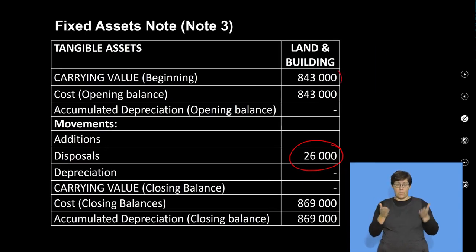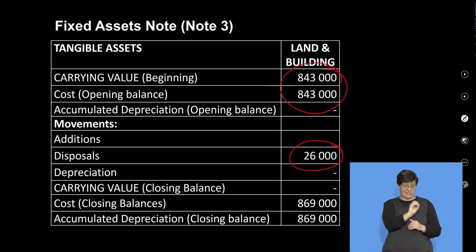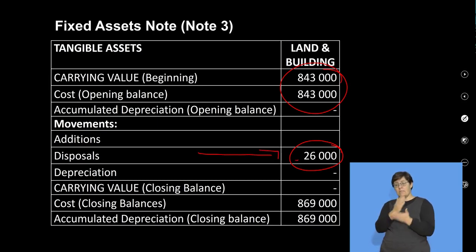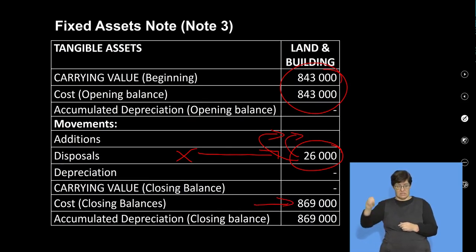So there we go. There's my opening balance of land and buildings. There's my disposal, it's not a disposal, it's supposed to be part of my additions, because we did not sell the land and buildings, so this figure is misplaced here. It actually should fit into additions of 26,000 Rand, and there you've got your closing balance. 843 plus 26 will give you 869. Okay, next one.